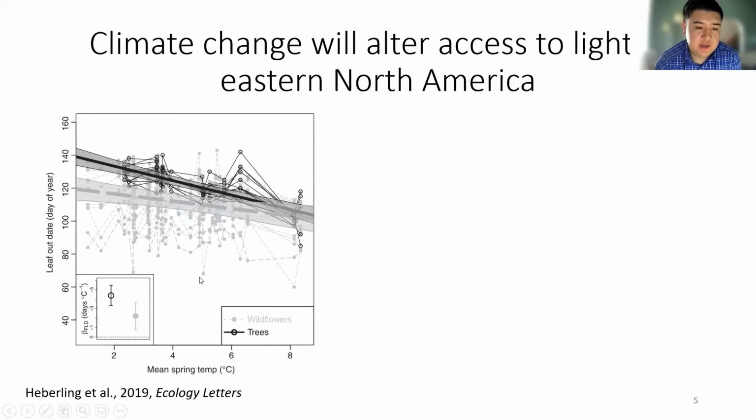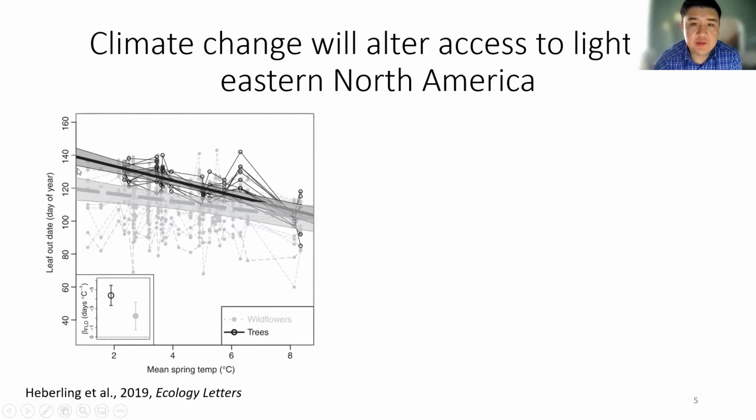So Heberlein et al., in another study published in 2019, showed that the sensitivity to spring temperature for canopy species, as shown with this black line here, is greater than the phenological sensitivity of the wildflower species in this dashed gray line. What that means is that for every degree Celsius warmer in spring, trees were leafing out proportionally earlier than the wildflower species were. So, what that means in terms of availability of spring light.